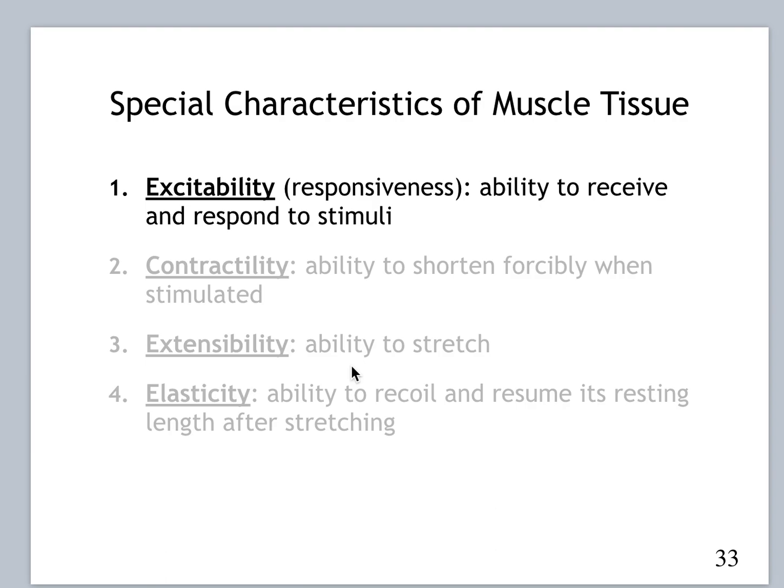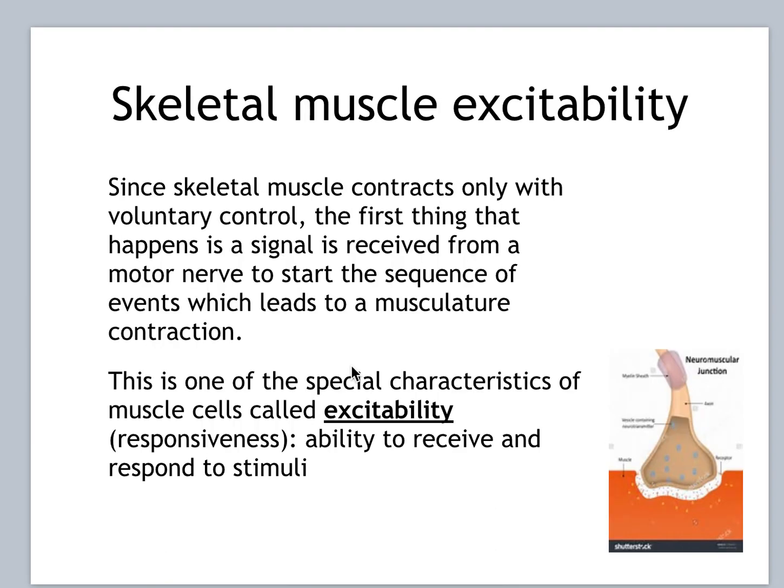Then we'll talk about excitability, or the ability to receive and respond to stimuli. Skeletal muscle contracts only under voluntary control. So the first thing to happen to make a skeletal muscle contract is it receives a signal from a motor nerve to start the sequence of events which leads to muscle contraction. This is what excitability is: the ability to receive and respond to stimuli. So there's a nerve that connects to the muscle. The muscle only contracts when the nerve tells it to contract.